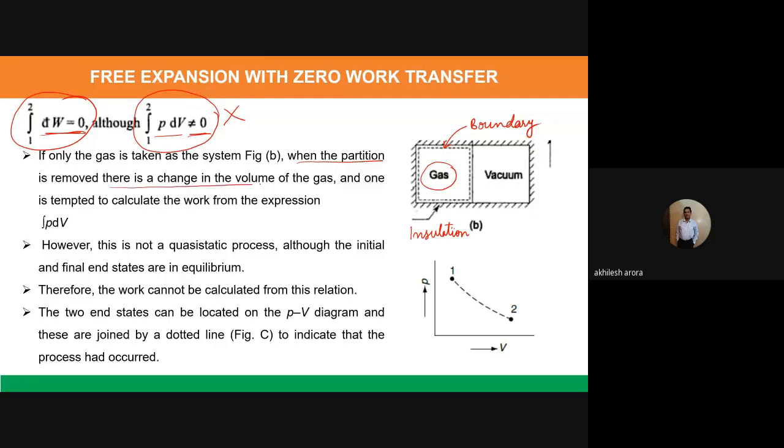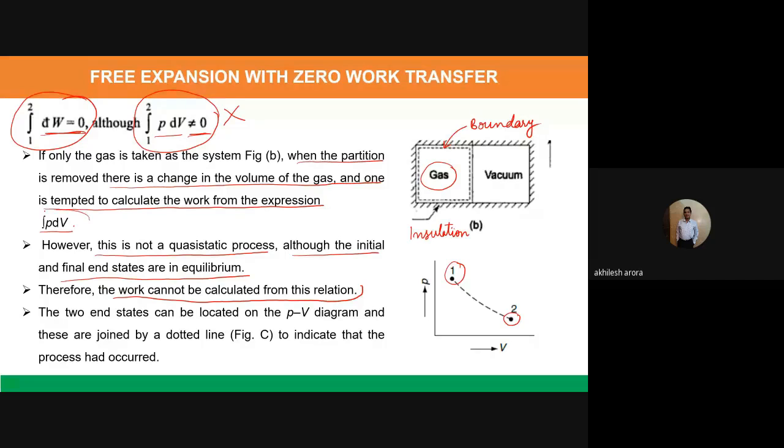There is a change in the volume of the gas, and one is tempted to calculate the work from the expansion integral PdV. Naturally, because the boundary is moving in this particular case, you can always calculate the value of integral PdV. But once again, this is not a quasi-static process, although the initial and final end states are in equilibrium. Once again, the same thing I am telling you: the initial and final states are in equilibrium, and we don't know anything about the intermediate states. So work cannot be calculated from this particular relation.